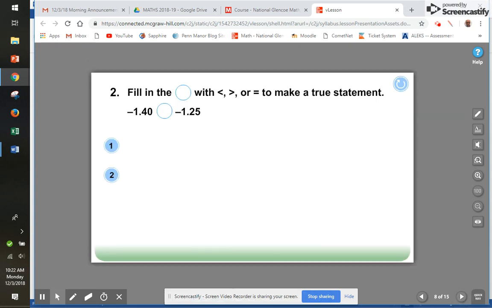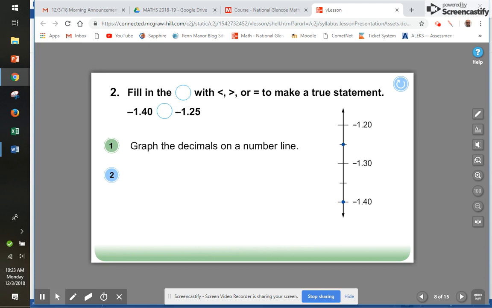Sometimes we're given numbers that are a little bit closer together. For example, negative 1 4/10, and we're going to compare that to negative 1 25/100. To complete that statement, which one of our symbols do I use? Well, let's take a look, maybe using a number line that goes up and down.